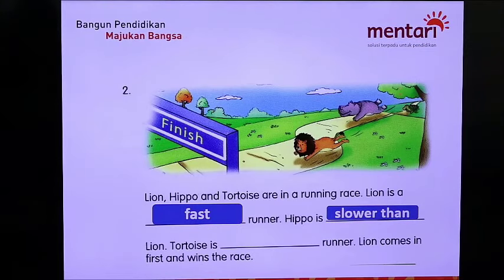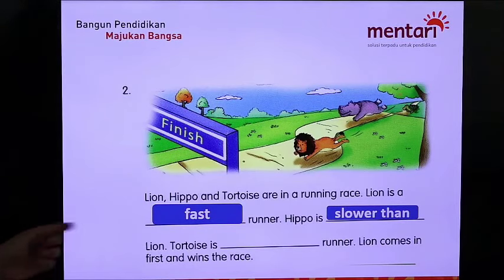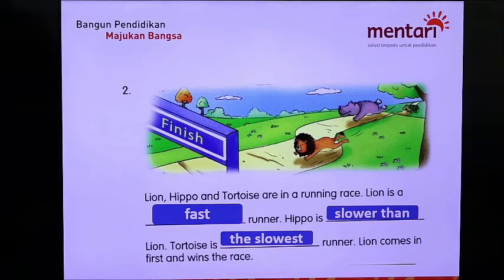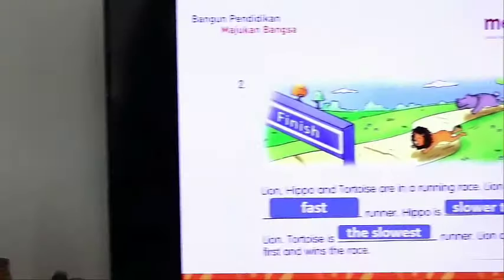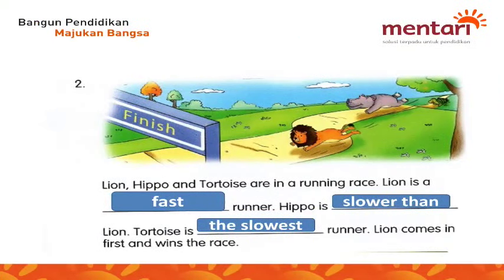And then look at the picture again. Look at the small animal. Can you spot the tortoise? And the tortoise is the slowest runner. And lion comes in first and wins the race. So take a look again at this picture. We have three animals in here. We have lion, we have hippo, and we have tortoise. From this picture, we can see lion is very close to the finish line. So it makes him the fastest animal among hippo and tortoise.